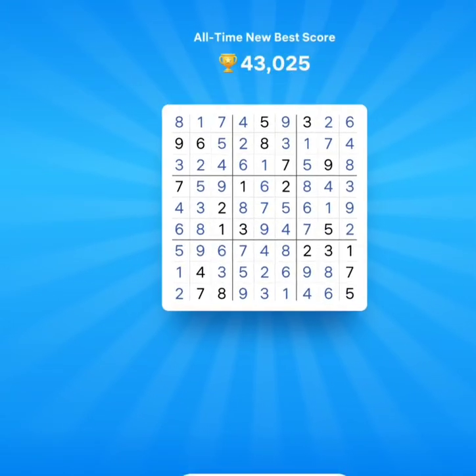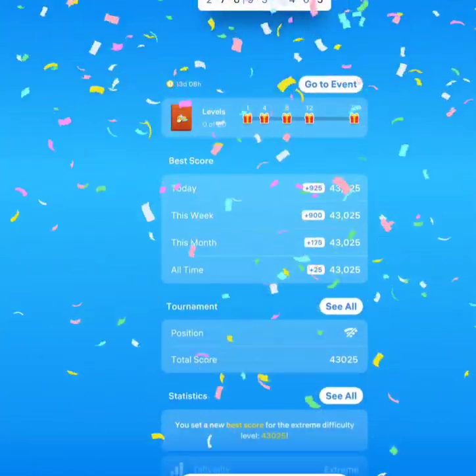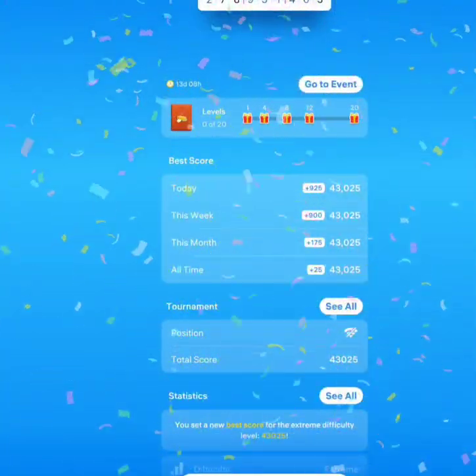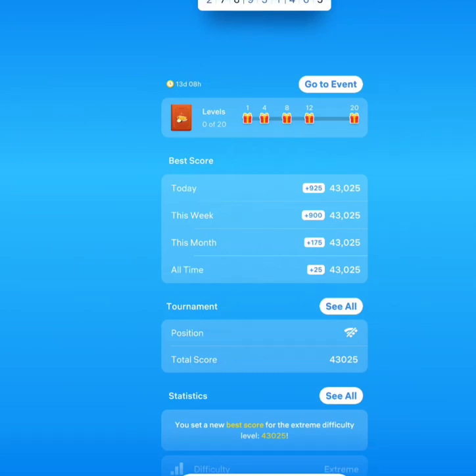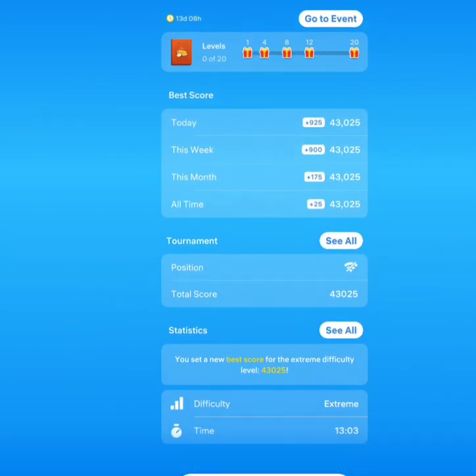So again, that X-Wing did help us, taking those away. We set a new best score because of that. That X-Wing did help us there. 13 minutes and 3 seconds.